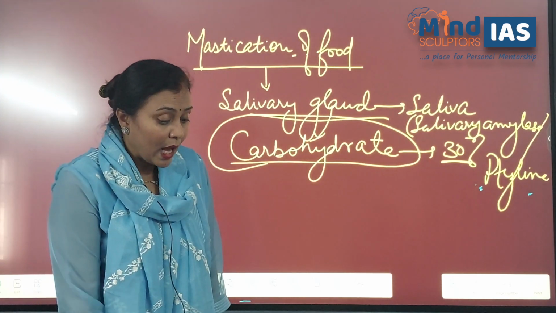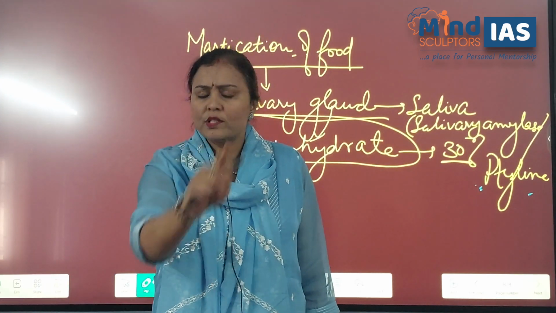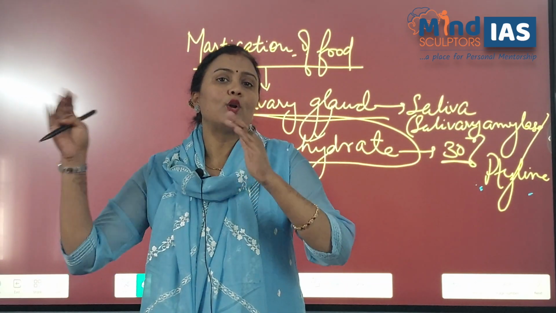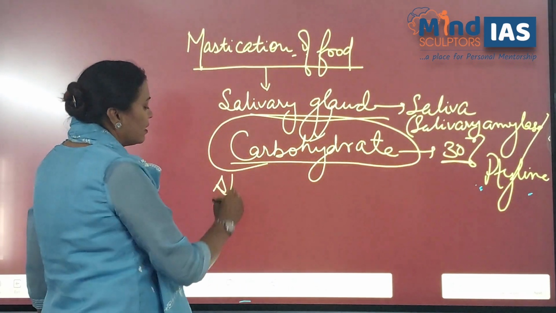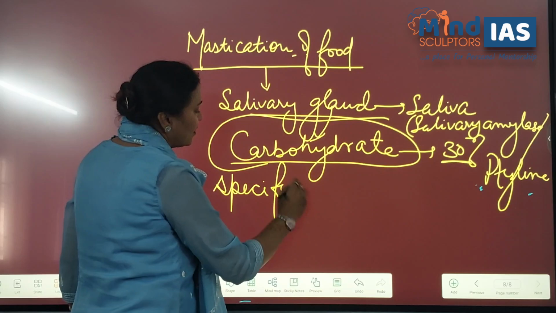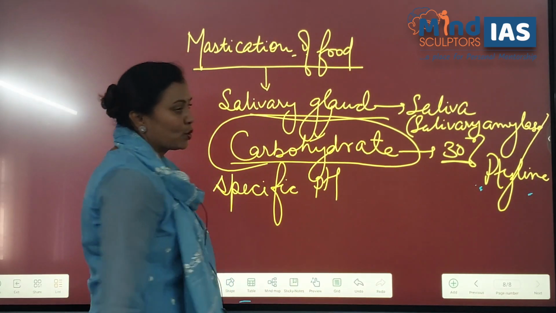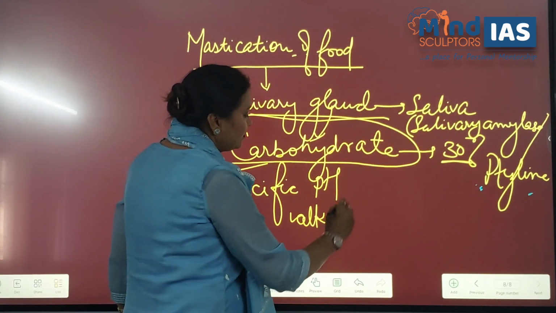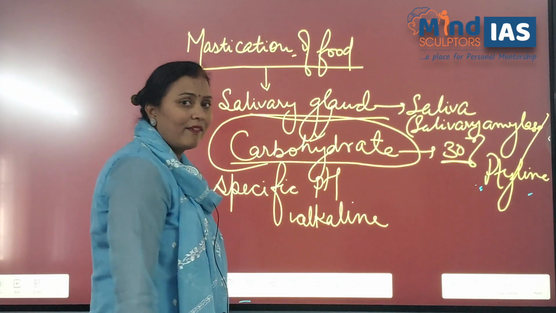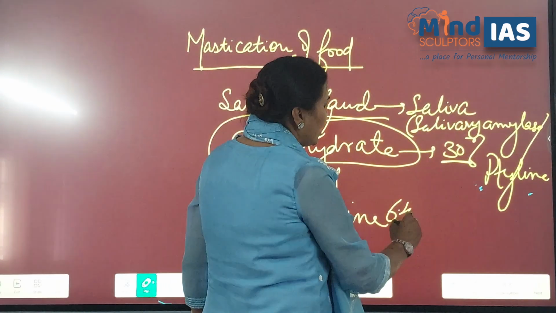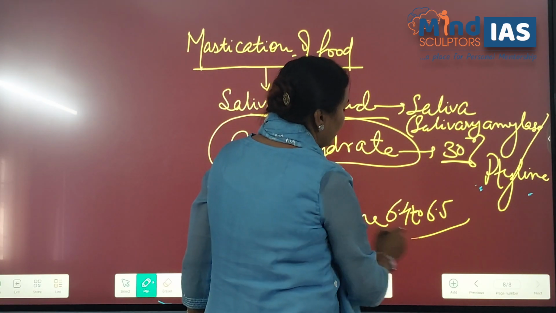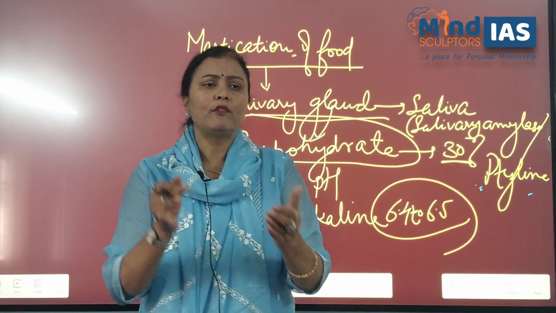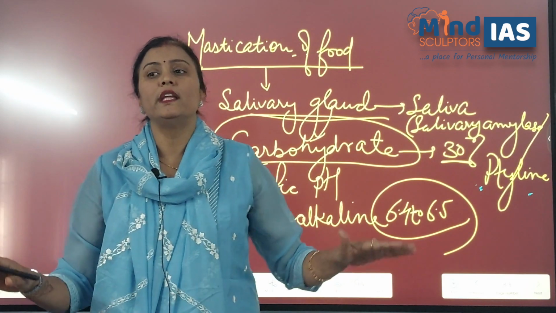One thing which is very important in the entire process of digestion and the entire alimentary canal is that each and every part of the alimentary canal has its specific pH value. If you see the pH in the mouth, it is alkaline, around 6.4 to 6.5. And if the pH in the mouth reduces to 5.5 to 5.6, then your tooth decay will start.